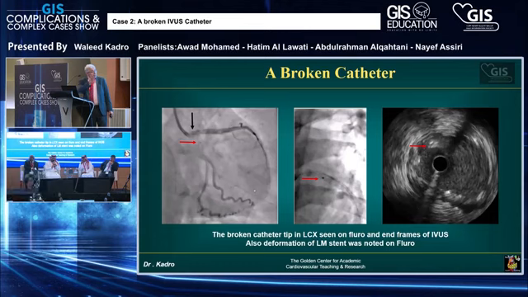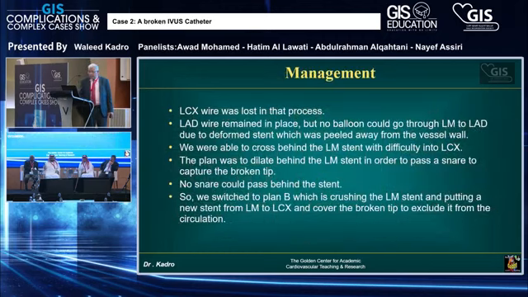Yeah, we did the IVUS pullback from the LAD to the left main, and we documented that there is a malopposed and probably deformed stent that needs further workup. And you know that there are struts in the distal left main. Now, after we crossed to the circ and did the pullback from the circ, there is no lesion in the circ, but there is a strut across that we see, and then we got this problem, broken catheter.